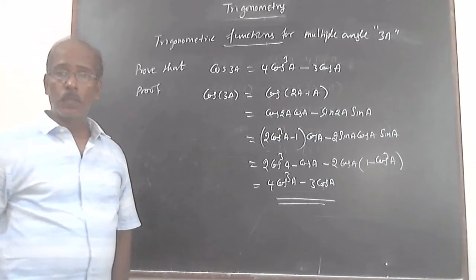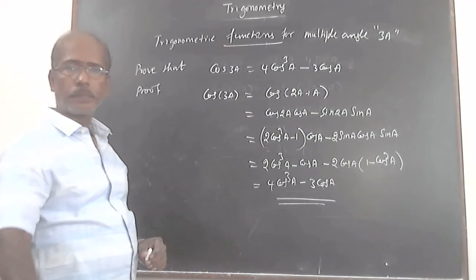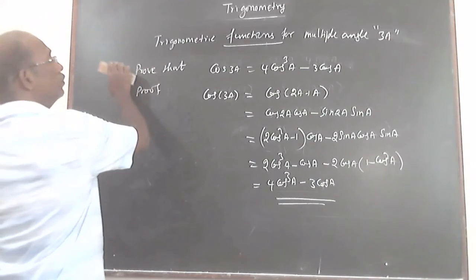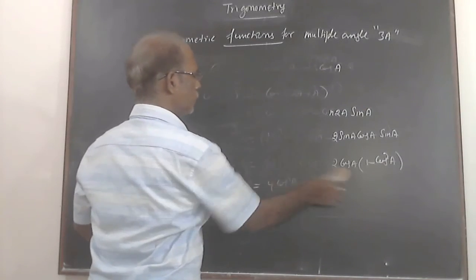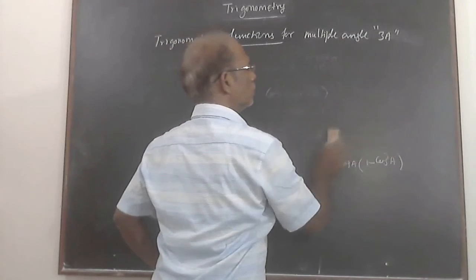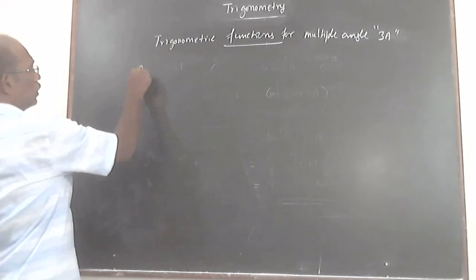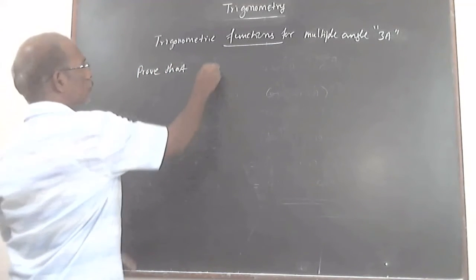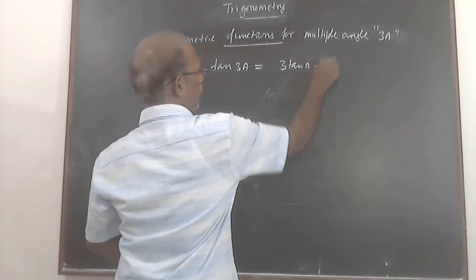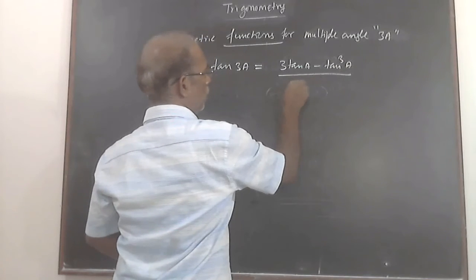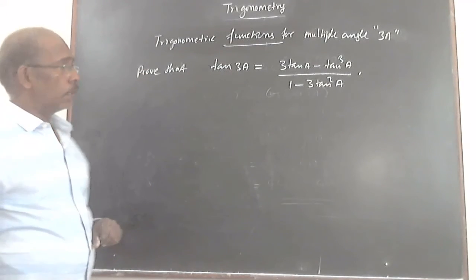Copy it. Now we will discuss tan 3A. Prove that tan 3A is equal to 3 tan A minus tan cube A divided by 1 minus 3 tan square A. And you have to show this result. And proof.